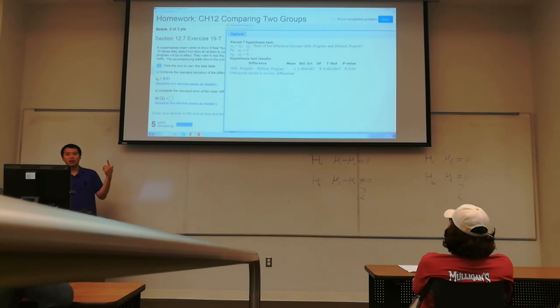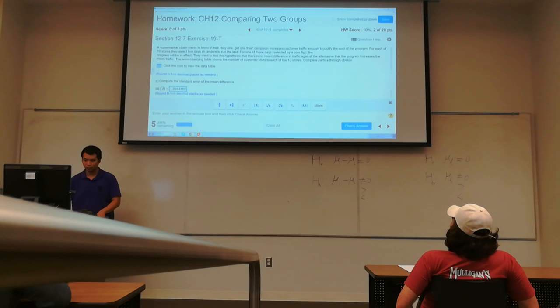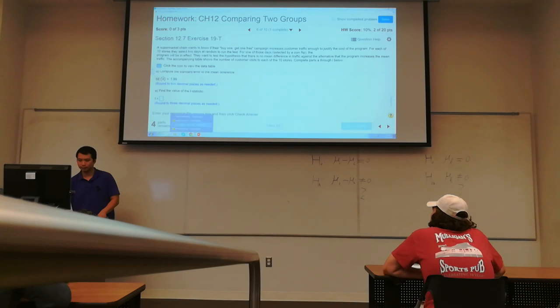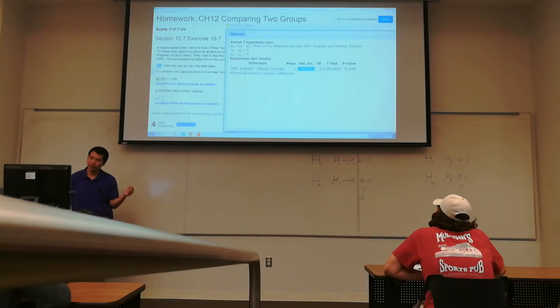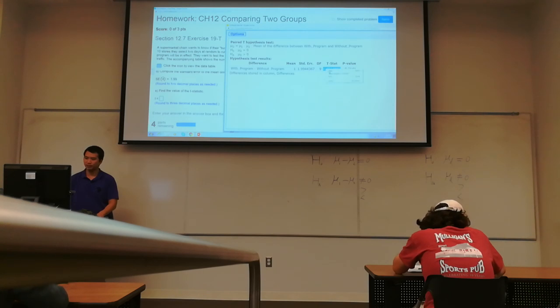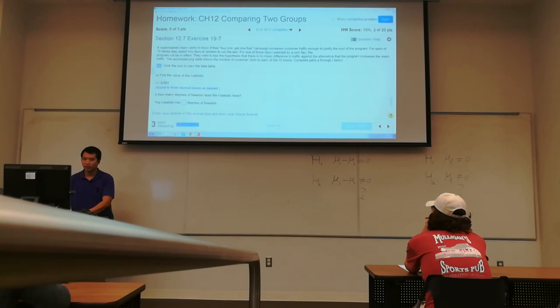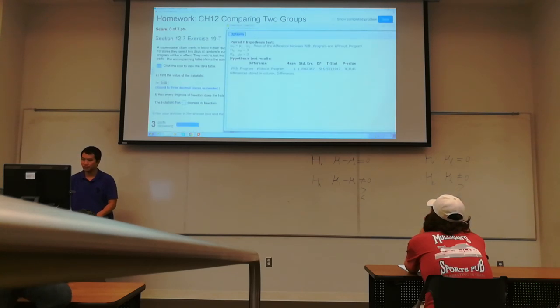Okay, so here's our standard error. That's the number they are looking for. Standard error, let's copy and paste. Two decimal places, 1.99. T statistic, we have the T statistic here. So we just copy and paste. And degrees of freedom, I see it's 9, so it tells us the degrees of freedom.